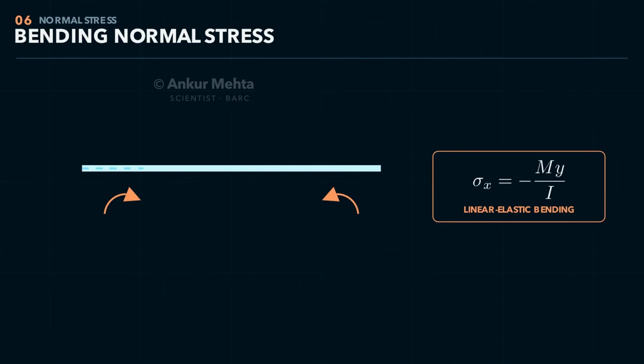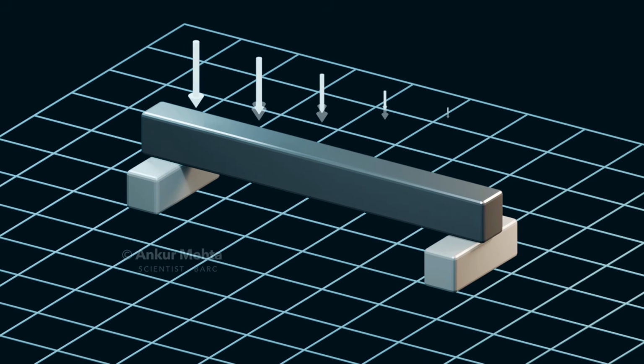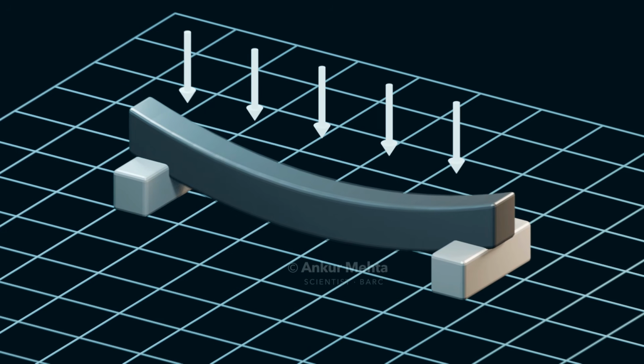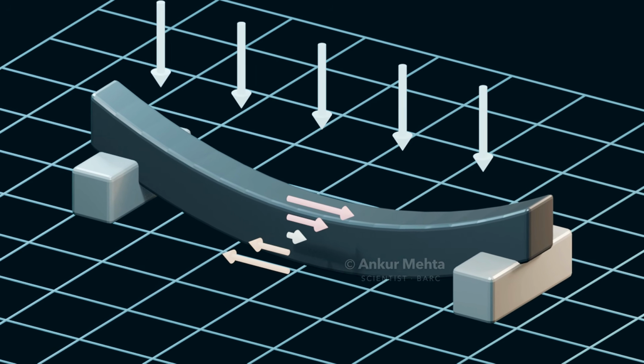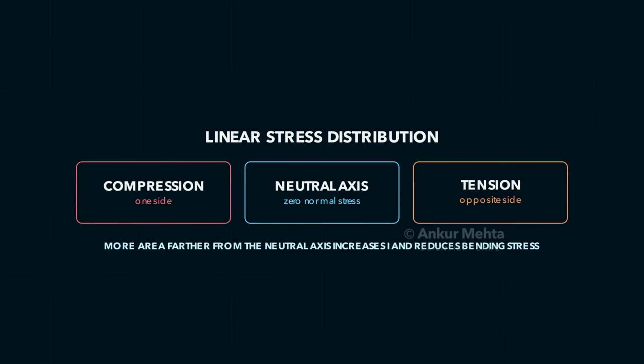A bending moment curves a beam and creates longitudinal normal stress. Under the usual linear elastic beam assumptions, sigma equals minus M y divided by I. Stress varies linearly with distance y from the neutral axis. It is 0 at the neutral axis and reaches its largest magnitude at the extreme fibers. One side is in tension and the other is in compression. Reversing the moment reverses those sides. The second moment of area I measures how the cross-sectional area is distributed about the neutral axis. Placing more material farther from that axis reduces bending stress for the same moment.